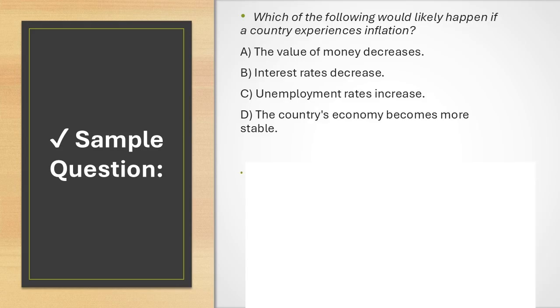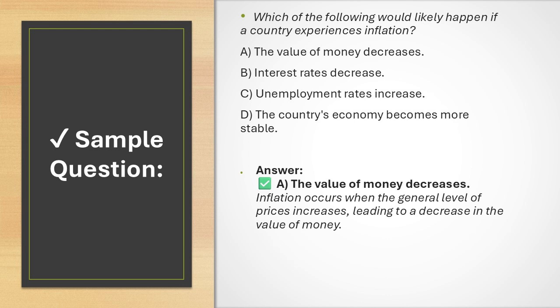Let's finish this section with one more practice question. Which of the following would likely happen if a country experiences inflation? A. The value of money decreases. B. Interest rates decrease. C. Unemployment rates increase. D. The country's economy becomes more stable. The correct answer is A. The value of money decreases. When inflation occurs, the general price level increases, which means that the purchasing power of money decreases. This is why things become more expensive during periods of inflation.